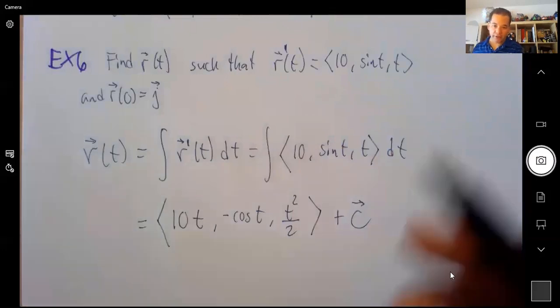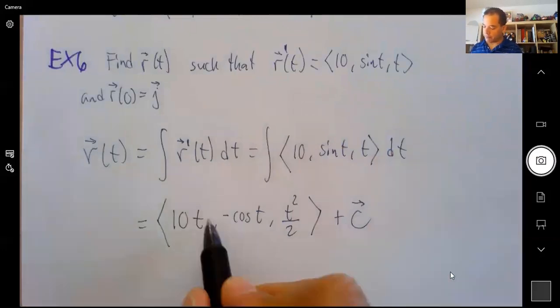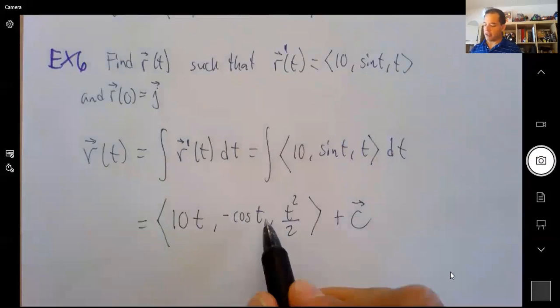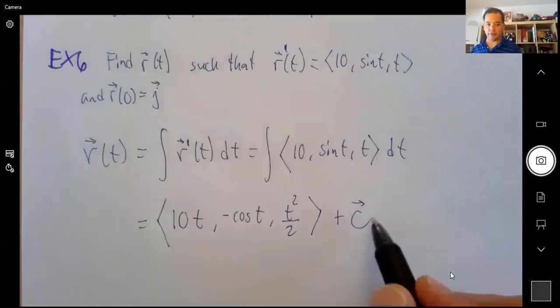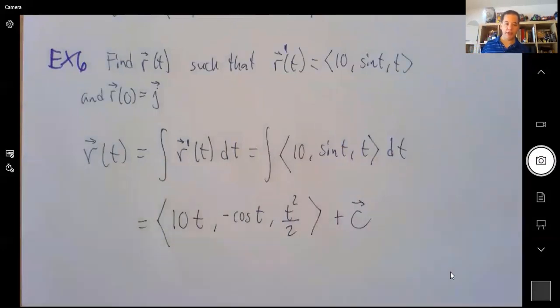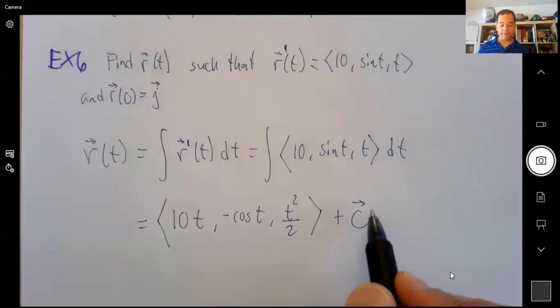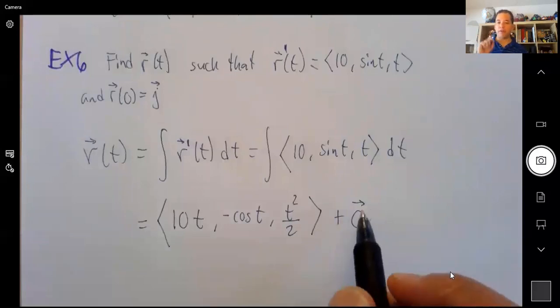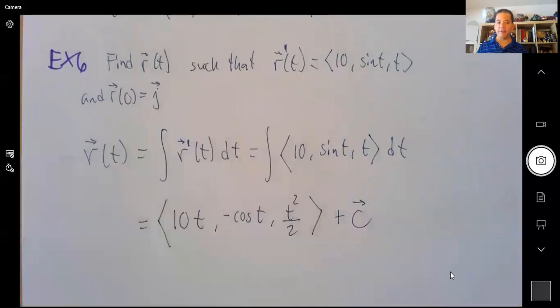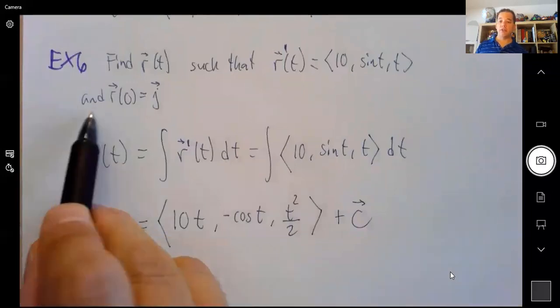Or you can do it like this, or you can do plus c1 plus c2 plus c3. I'd rather use one thing, so to me this looks better. Okay, so that's the answer of the general antiderivative. But we already know there's tons of antiderivatives. There's too many. For every constant, you get a different one. So this time we can pinpoint the one we want using this initial condition.